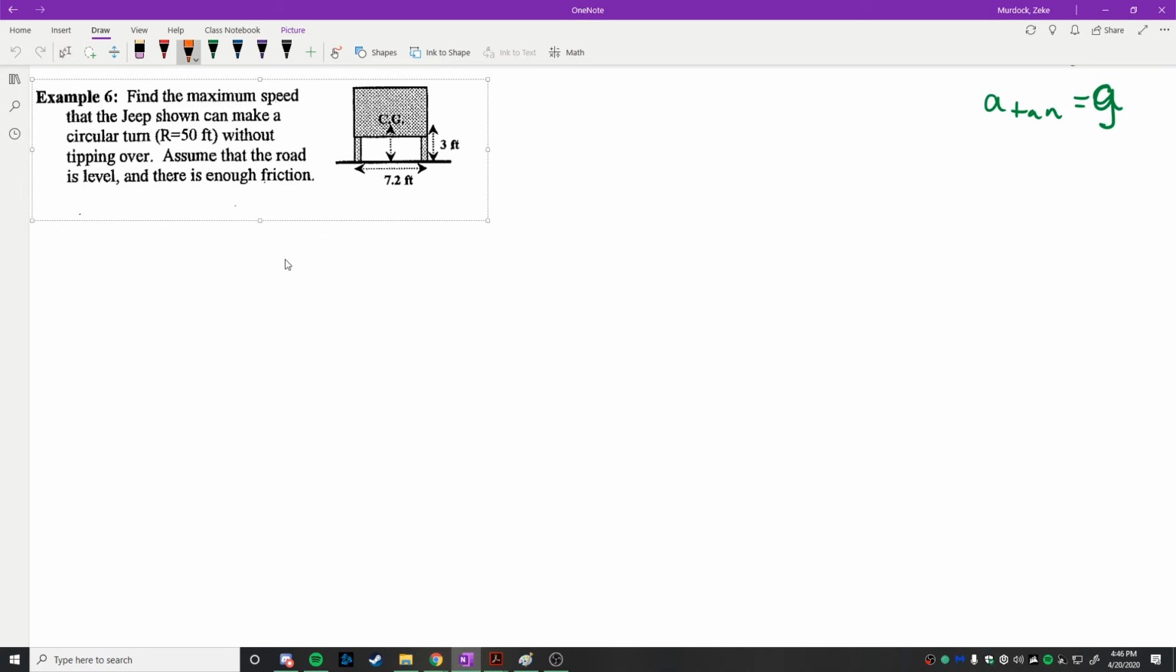So we got a Jeep. It's trying to make a circular turn, and it says find the maximum speed that the Jeep shown can make a circular turn with a radius of 50 feet without tipping over. Assume that the road is level and that there is enough friction.